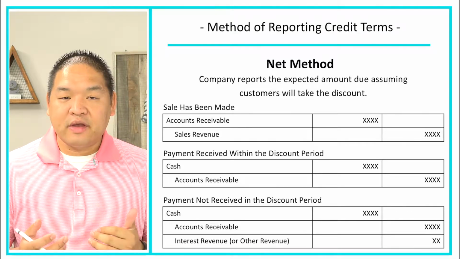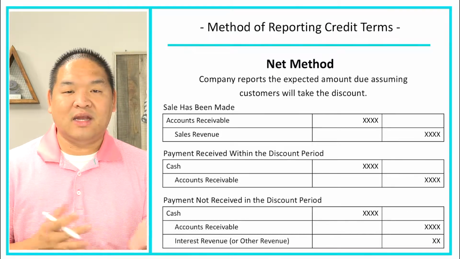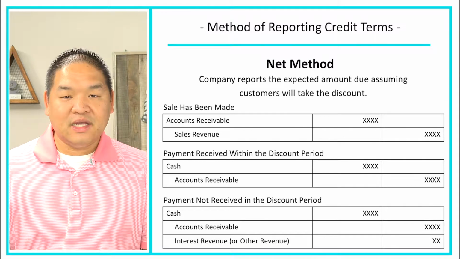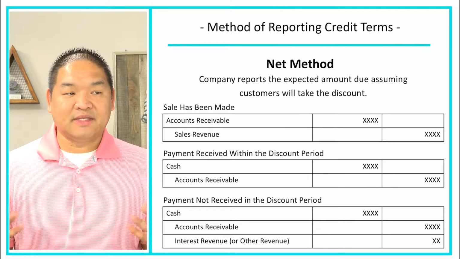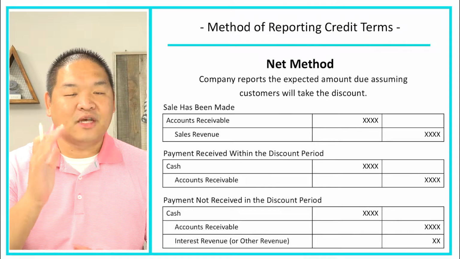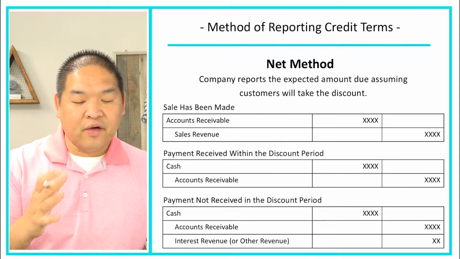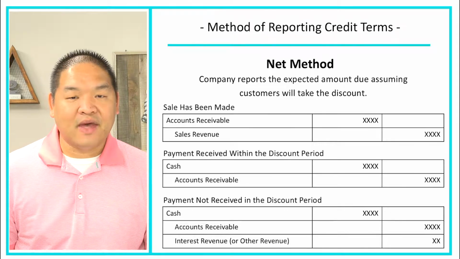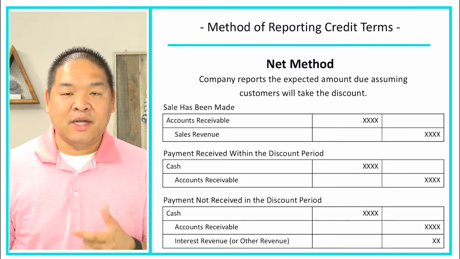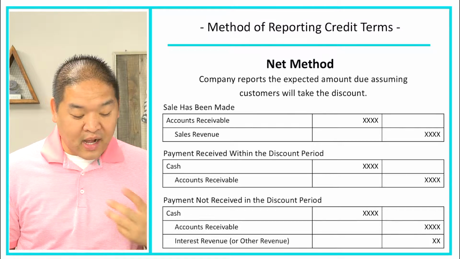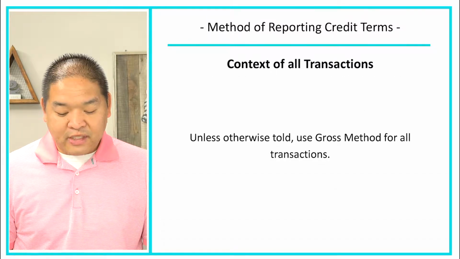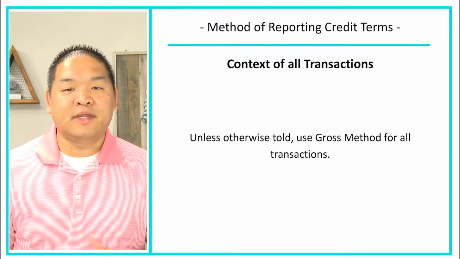Interest revenue does make sense because basically they're taking an extra 20 days to pay you on a 30-day net policy. So that 20 days is basically they're paying you extra for interest, for borrowing extra money because you were willing to sell the product with the discount all along because you decided to use the net method. You're just assuming that they're going to take the discount, but they didn't. So that extra money becomes interest revenue or other revenues, depending on how you're going to put it in your books. Now, unless otherwise told, again, you're going to be using the gross method instead of the net method.